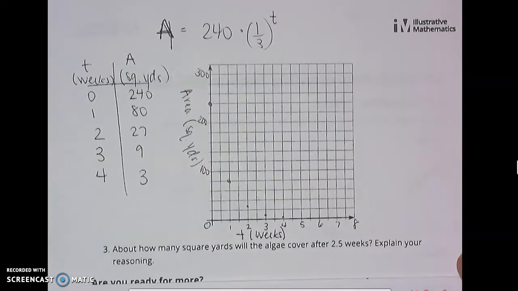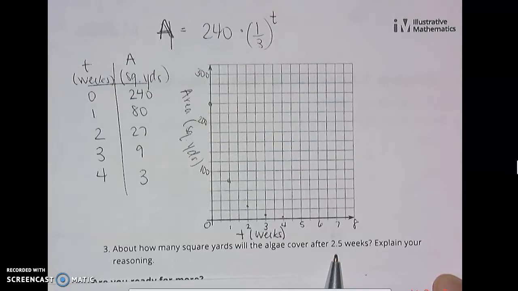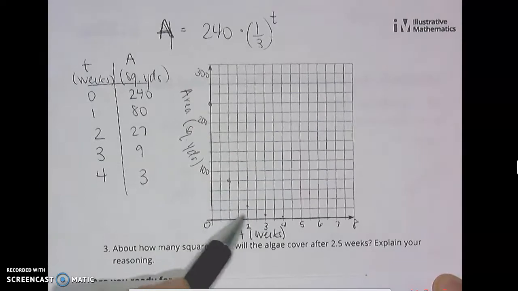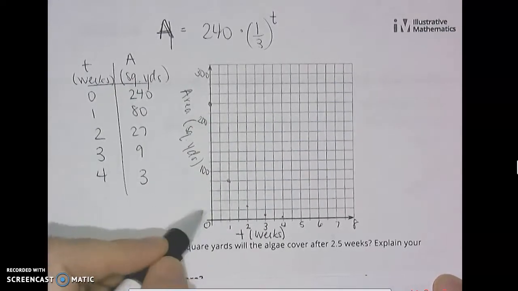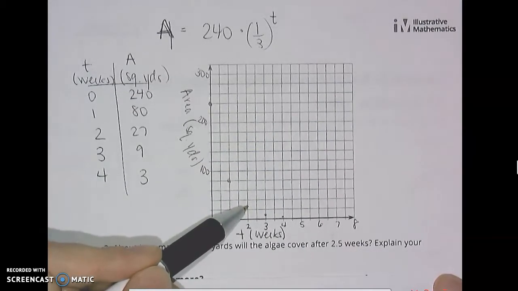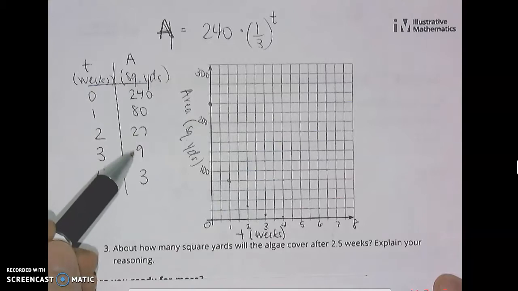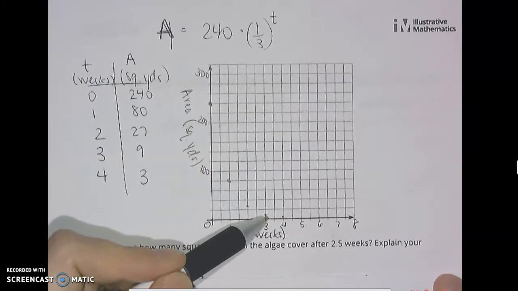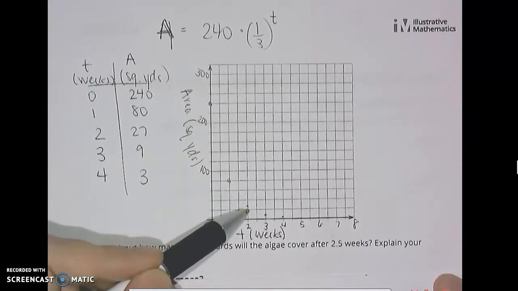Okay. And then here's our question about how many square yards will the algae cover after 2.5 weeks. Okay, so we have to explain our reasoning for this. So 2.5 weeks is going to be somewhere in between our 2 and our 3, whether you're looking here on your table or here at the graph. And so we know that each of these is 20. So we definitely know that we need to be somewhere less than 27, but greater than 9. Because at 2 weeks, it's at 27. At 3 weeks, it's at 9. And we're somewhere in the middle of that.